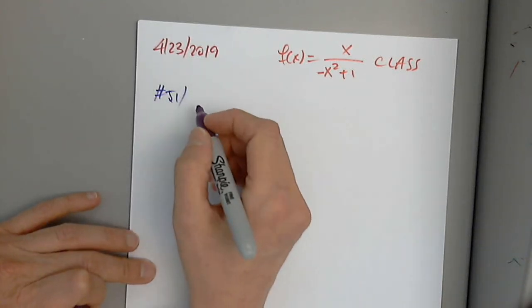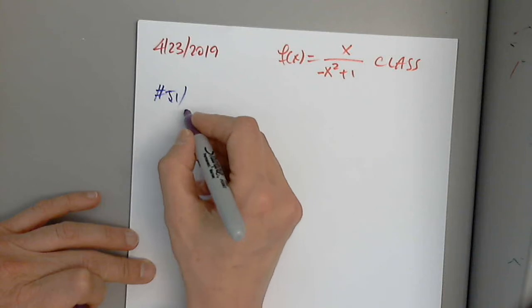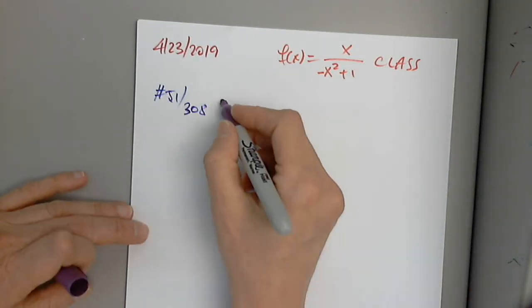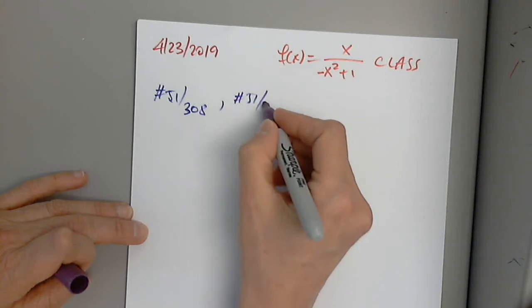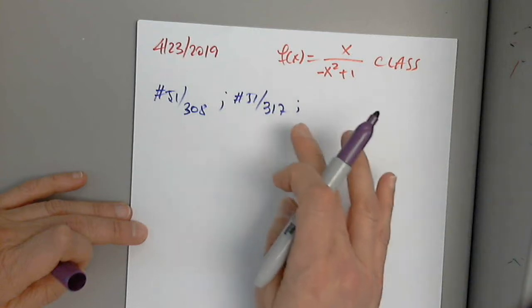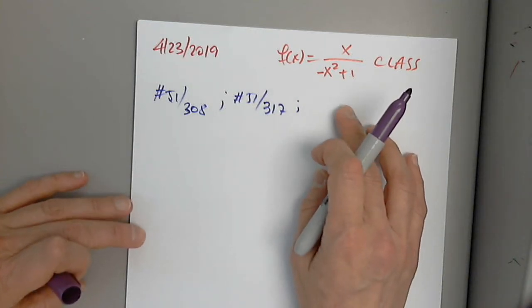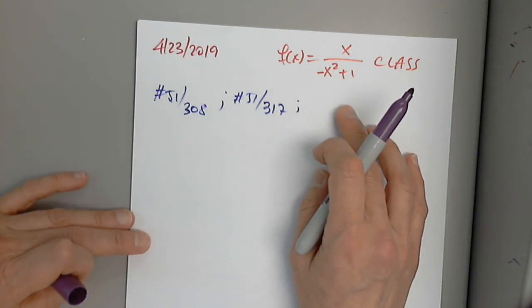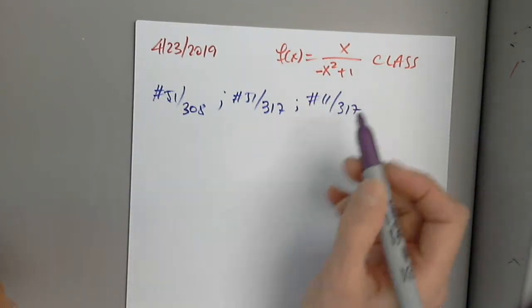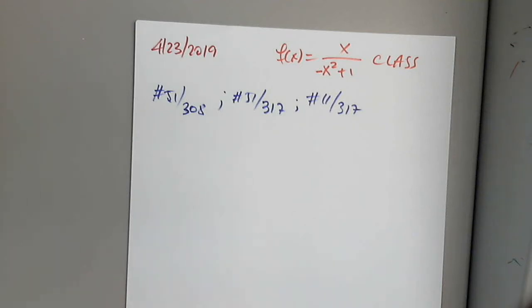51 and page... It's 308. 308. Very good. Also, 317. And 51 on 317. Yes, 51. Okay, anything else? 51 on 308, 51 on 317. Anything else? 11 on 317. Okay, anything else? Okay.